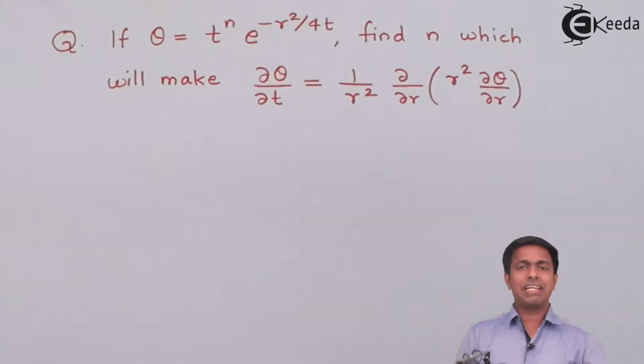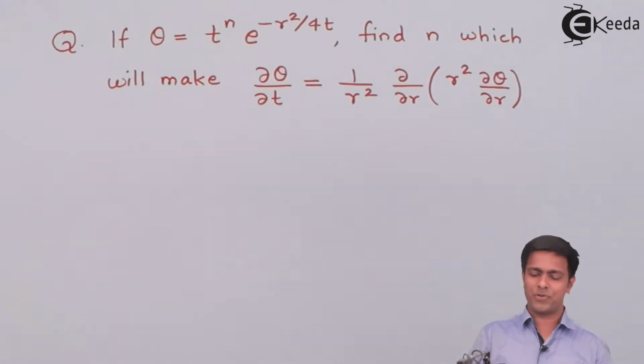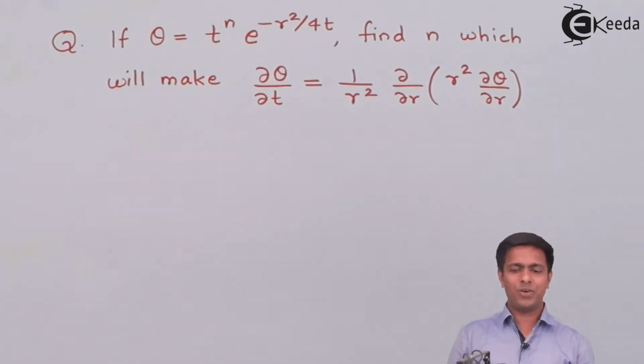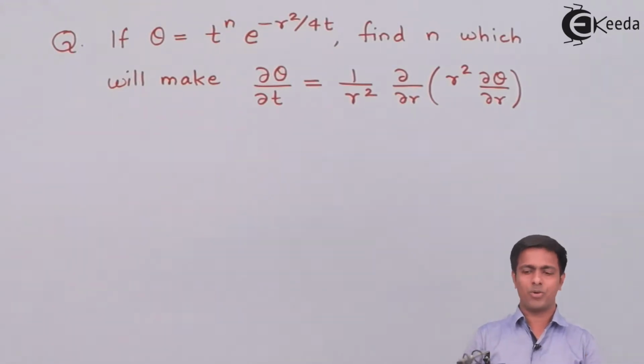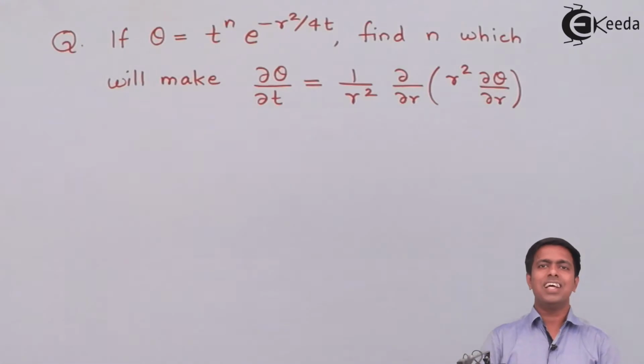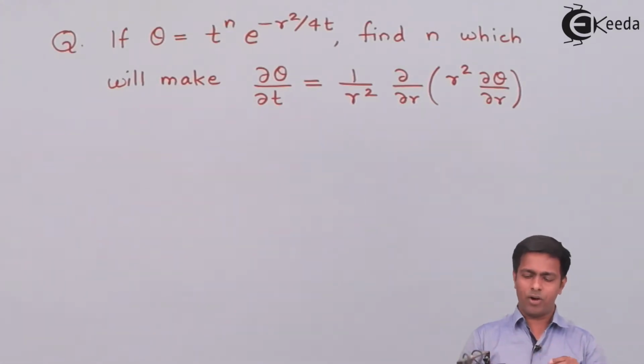So here theta is given as t to the power n e to the power minus r square upon 4t, and we have to find out the value of n, which will make that dou theta by dou t equal to 1 upon r square dou by dou r of r square dou theta by dou r. Now guys, here we have been given a result and we have to find out the value of n. So it's a reverse process.